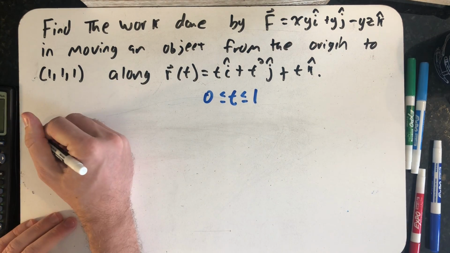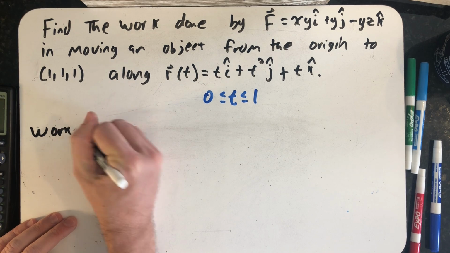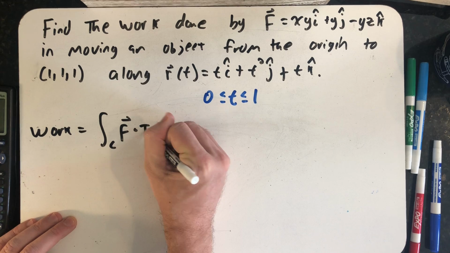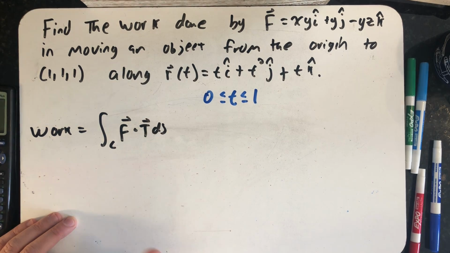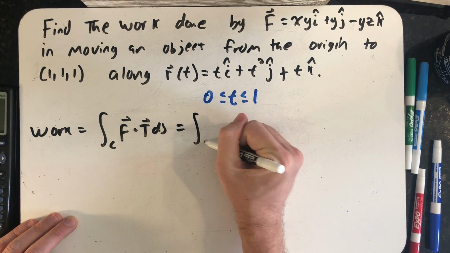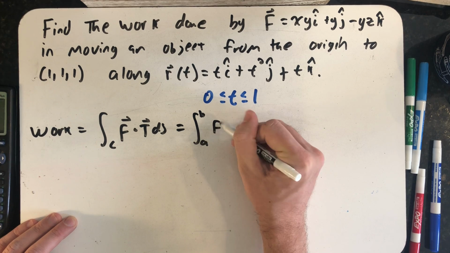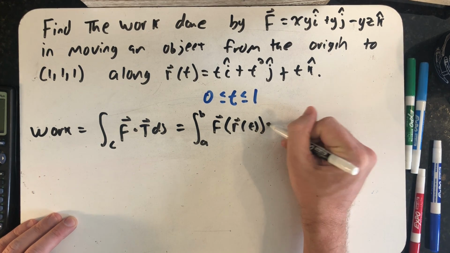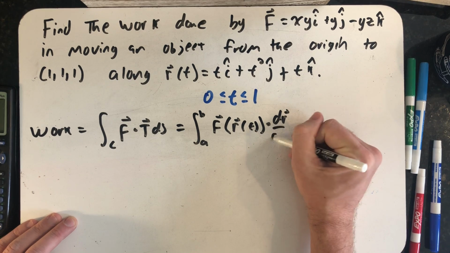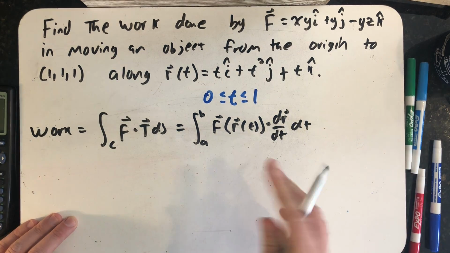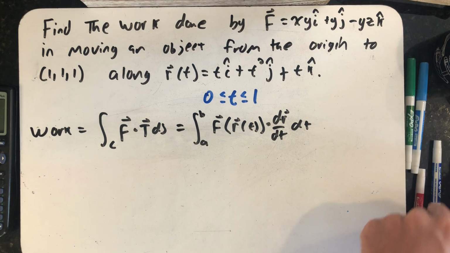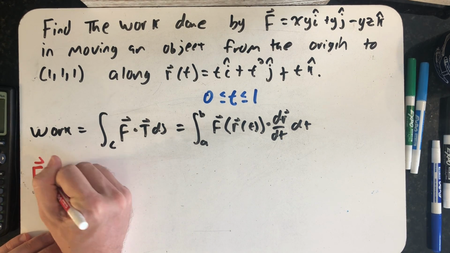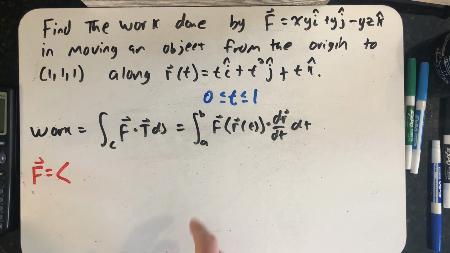So what we're doing now is calculating a line integral over the path C of this vector field, which for this example I think I'll use this formula. So I need to calculate F of r of t and dr dt. All right, so let's see.